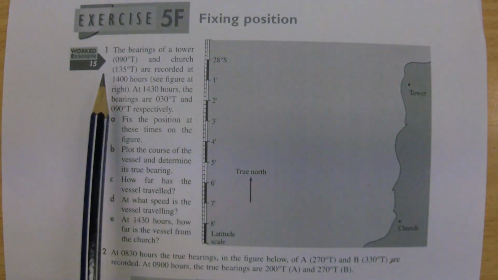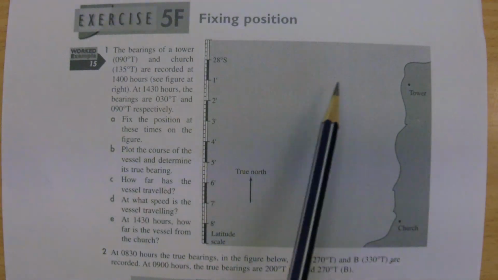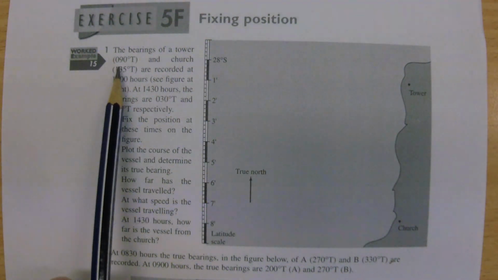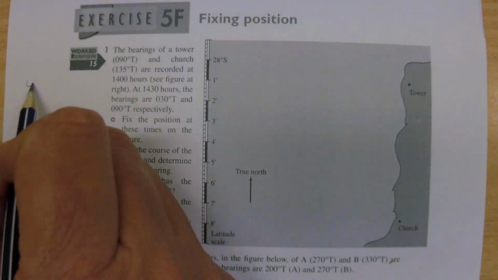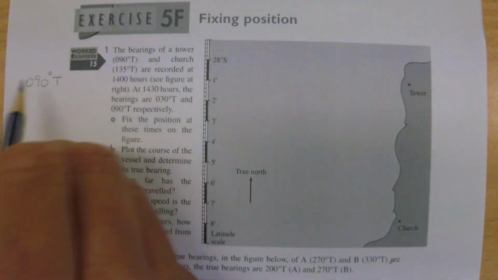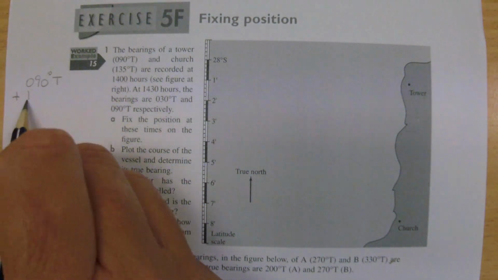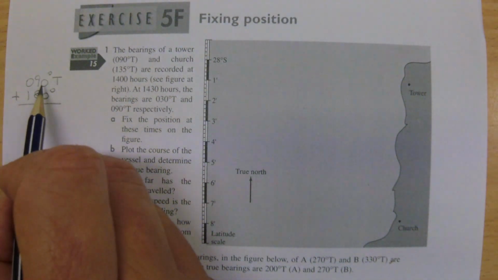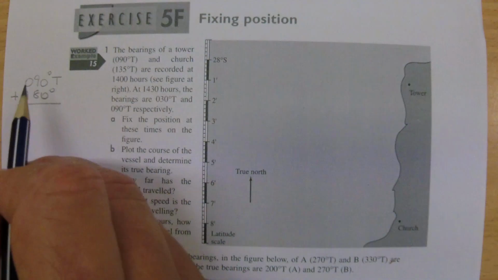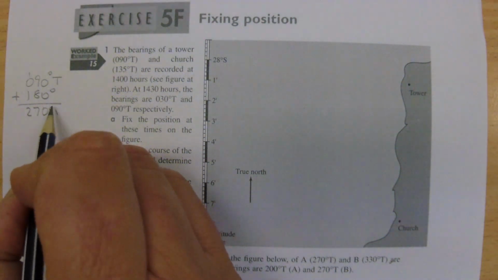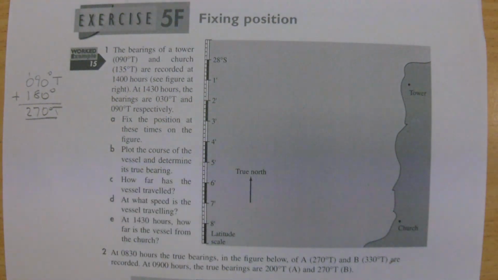So we have to imagine what would be the direction of the boat if you were at the tower looking back towards the boat. It would be the back bearing. Now, as previously taught, if you have a true bearing and you want a back bearing, you either add or subtract 180 degrees. In the case where we have angles less than 180, we add. In more than 180, we subtract. So adding here, we would get 270 degrees true as the back bearing from the tower.